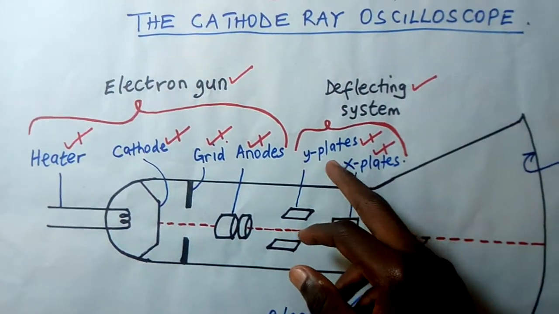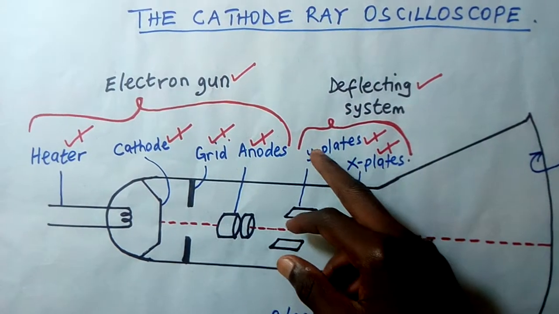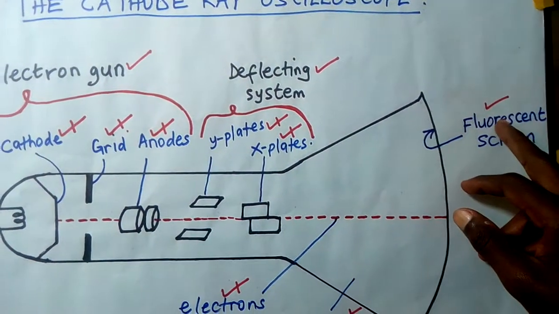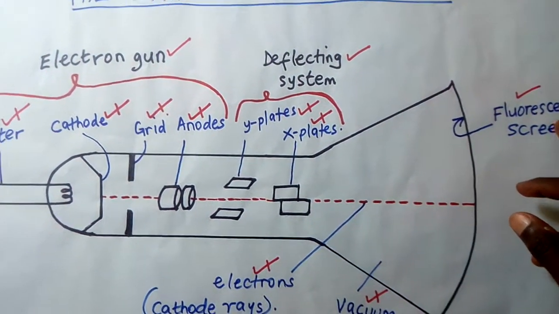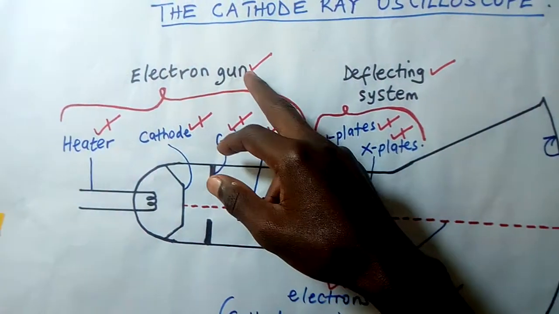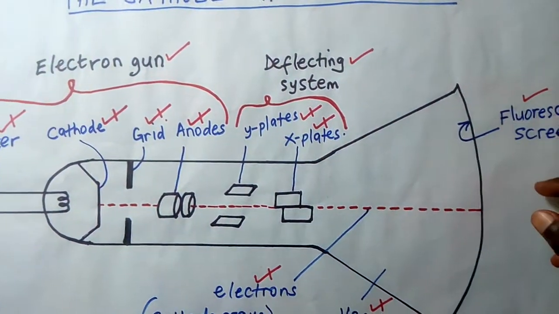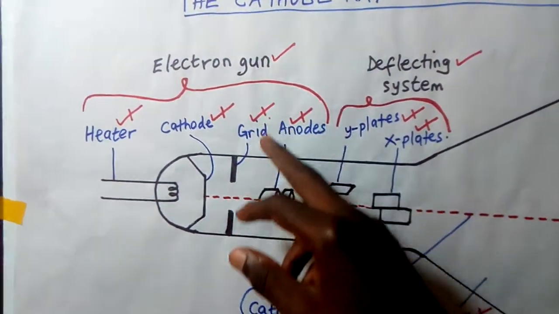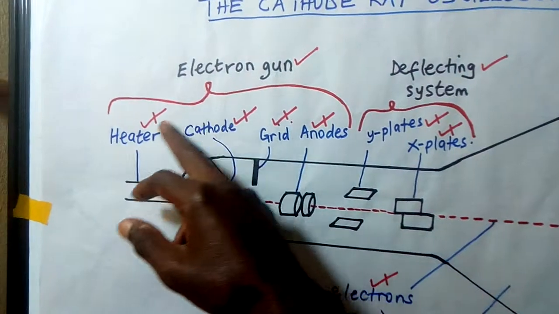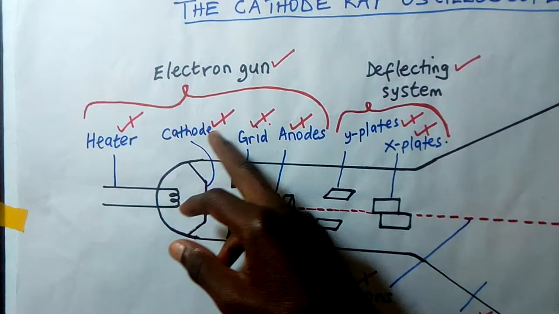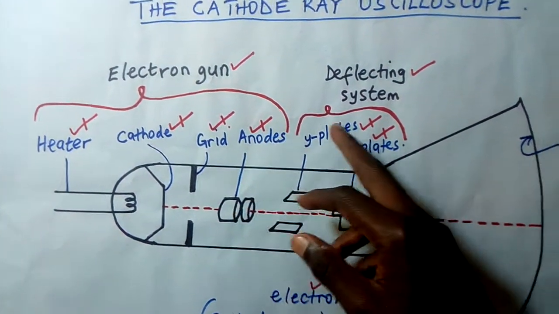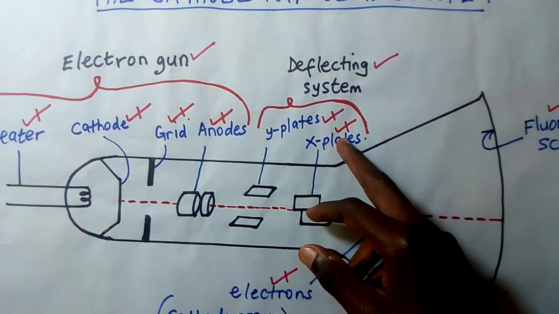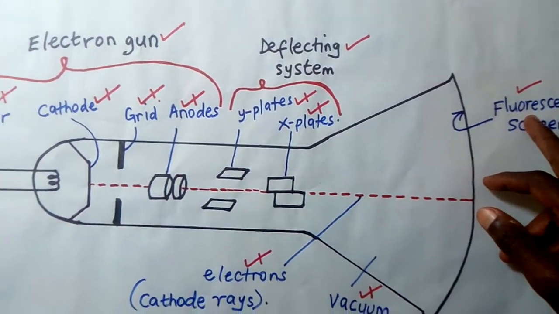Then we have also one word which represents the two plates, Y plates and X plates. You call them the deflecting system. And then we have the fluorescent screen. So the cathode ray oscilloscope is divided into three main parts: the electron gun, the deflecting system, and the fluorescent screen. So if somebody asks you, what is the work of the electron gun? You have to give the work of the heater, the cathode, the grid, and the anodes. Then what is the work of the deflecting system? You talk about the work of the Y plates and X plates. And then finally, the fluorescent screen.